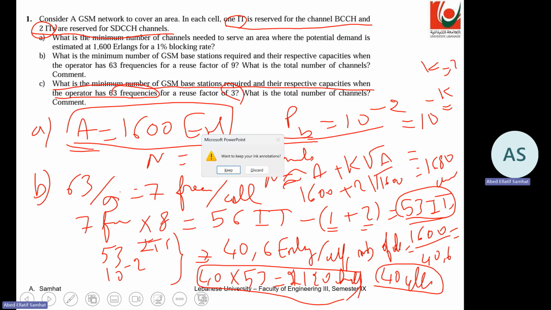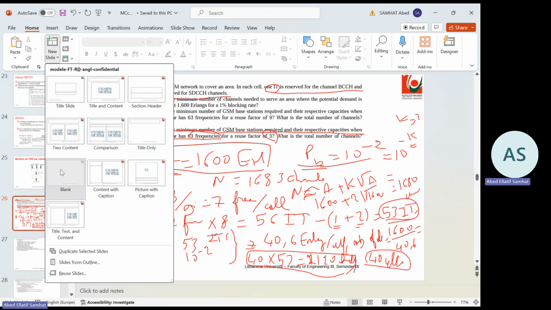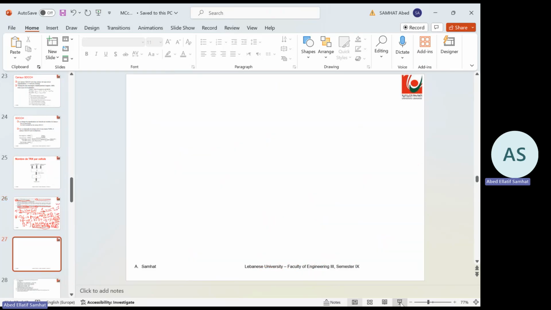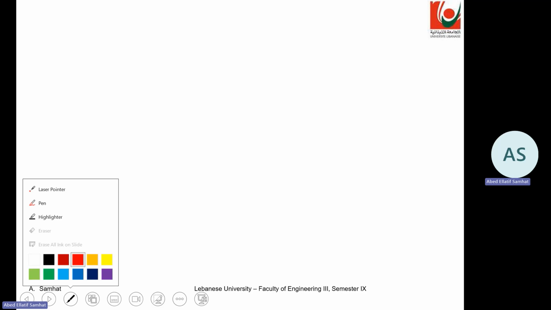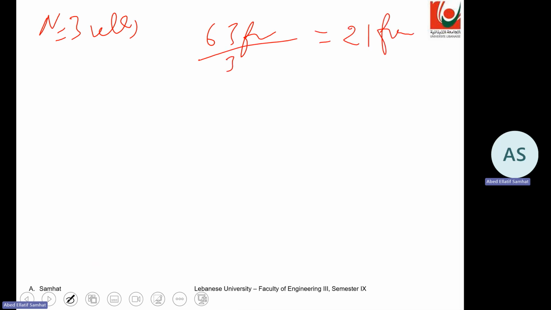I will add a slide here to complete the calculation. And in this case, as we said, the reuse factor is equal to 3, which means 3 cells. And we have 63 frequencies over 3, so we have 21 frequencies per cell. For each frequency, remember that it's 8 physical channels. So in this case, 21 times 8 will give 168 IT.